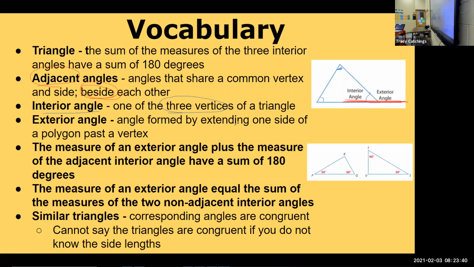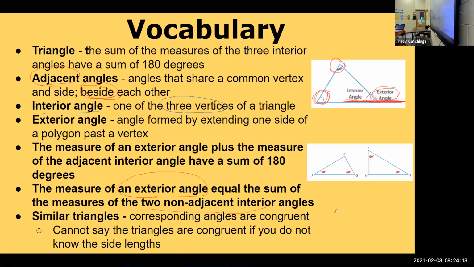All right, someone give us the next. The measure of an exterior angle equals the sum of the measures of the two non-adjacent interior angles. Good job. So if I know the measure of this exterior angle, I can find it by taking those that are not adjacent to it and adding them together, and that would give me the measure of that exterior angle. The two that are not adjacent to it, meaning the two that are not right beside it.